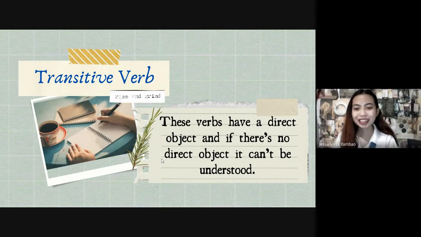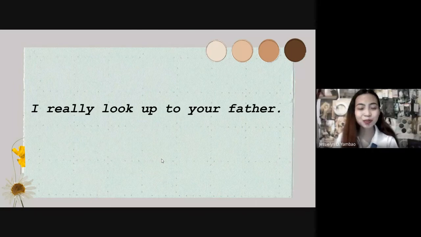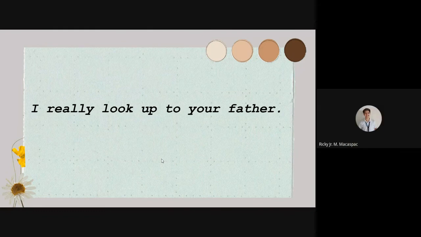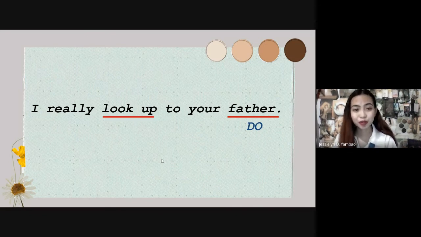Very good. Let's take this sentence as an example. I really look up to your father. Who does the person look up to, Ricky? Father po, ma'am. Very good. Now, the father is the direct object in the sentence because it answers the who. Now, look up is the verb phrase or the multi-word verb.